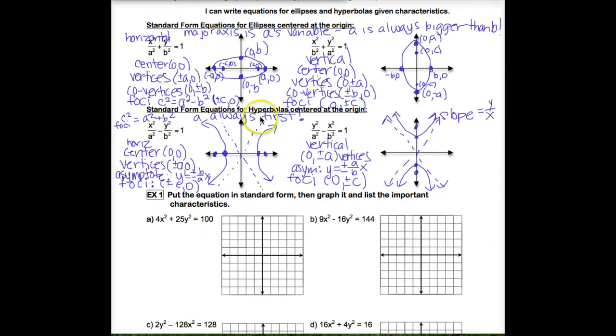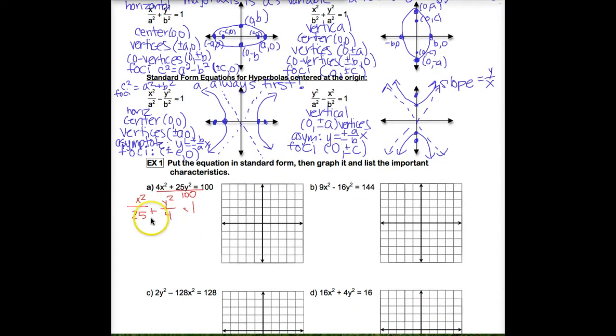Now let's actually look at being able to graph them. So the first thing we need to do is put it in standard form. You are just simply going to divide by whatever the constant is once you've got x's and y's on the left and constants on the right. So I divide everything by 100 here. I get x squared over 25 plus y squared over 4 equals 1. So now I look at that, I say it's plus between, so I know this one is an ellipse.